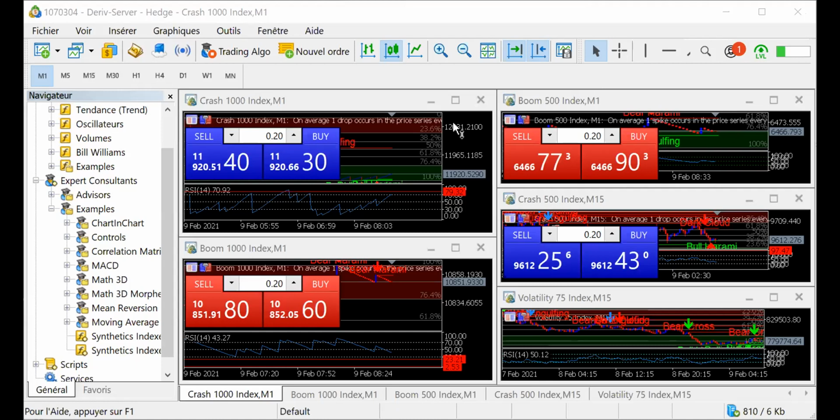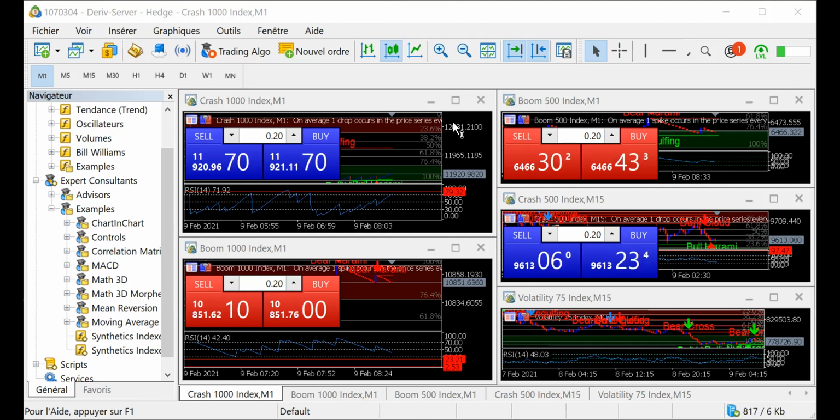What are the materials you need to trade successfully? Synthetic indices, and when we talk about synthetic indices, here we have Boom and Crash: 1000 Boom and Crash and 500 Boom and Crash. We also have volatilities, 75, 110 and so on, and the Step Index.